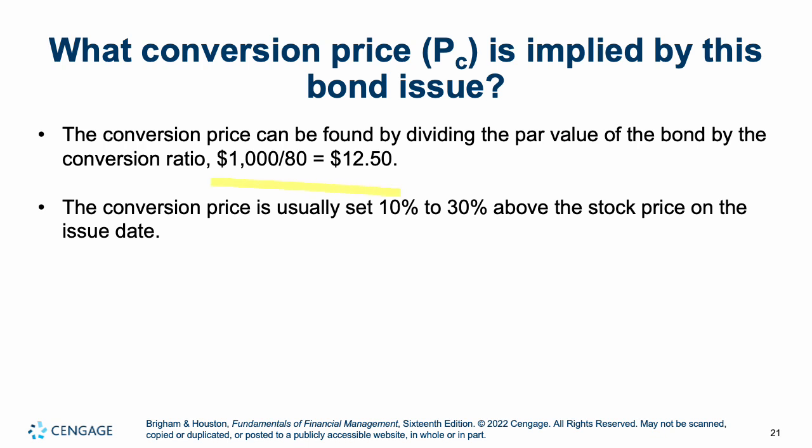And conversion price is usually set 10 to 30% above the stock price on the issue date. So our conversion price is higher than the current stock price. Why? Because if it was less, you would want to convert your bond immediately. So in this case, it is higher, so there's no benefit to converting right now. Because at our conversion price, we would get fewer shares than we could buy with our $1,000 right now. So it's generally set above the current stock price.